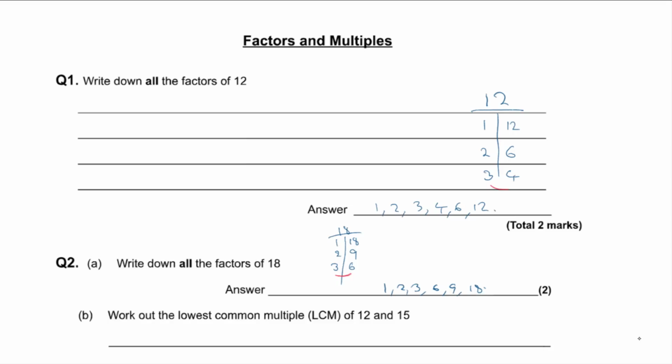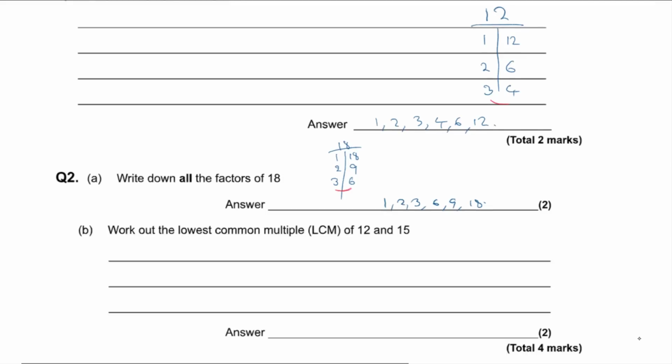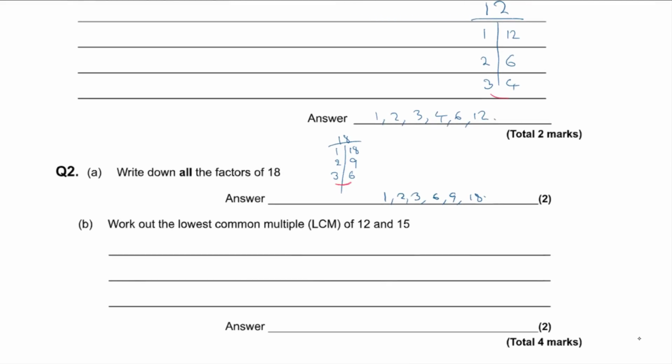Part B says work out the lowest common multiple or LCM of 12 and 15. Now there are two techniques that are useful for working out LCMs. The first one is just to list all the multiples of a number until you reach one that they have in common. So if you think about 12, the multiples of 12 are going to be 12, 24, 36, 48 and 60, and for 15 it's going to be 15, 30, 45 and 60. Now after not too long you should find that you've got one the same in both lists, and then that is going to be our LCM.